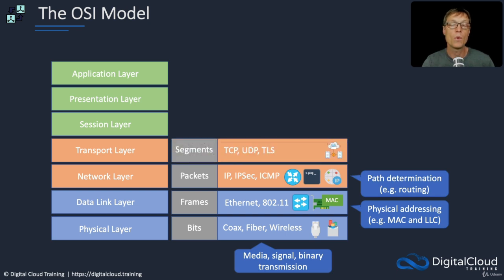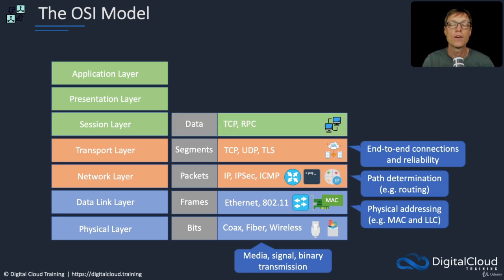On layer 4 we have segments, and this is where TCP, the Transmission Control Protocol, lives. We've got UDP here, User Datagram Protocol, and Transport Layer Security (TLS) as well, as just a few examples. So here we're concerned with end-to-end communications and the reliability of the transport.